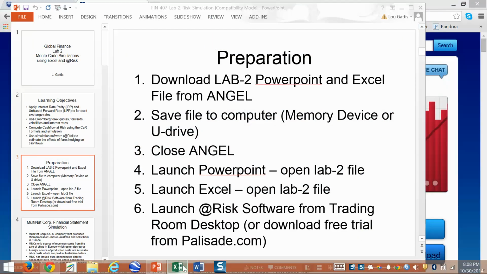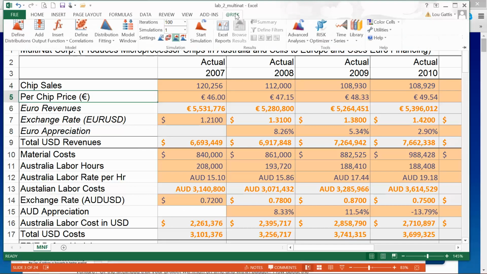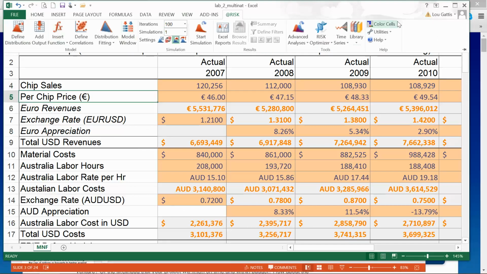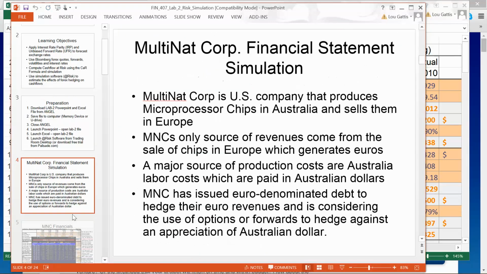Once you have the Excel file up, you'll want to launch @Risk, and what you'll notice then is you have an @Risk toolbar. So @Risk is an add-in to Excel. And the simulation we're going to look at is Multinat Corporation.